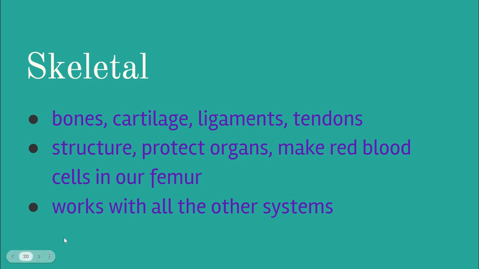Okay, and then this should be our last system, skeletal system. Remember, this is our bones, cartilage, ligaments, tendons. Remember, its job is to give us structure, protect organs, and this is where we make our red blood cells in our femur, which is in our leg.